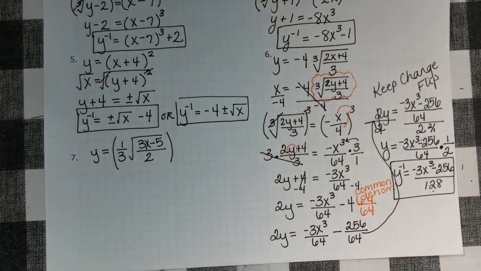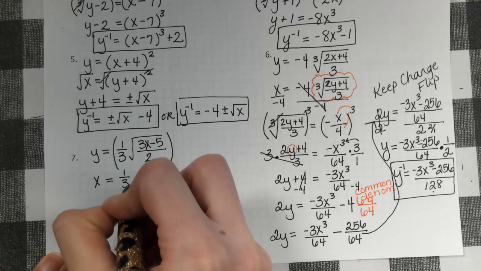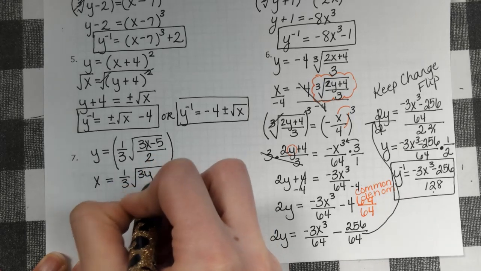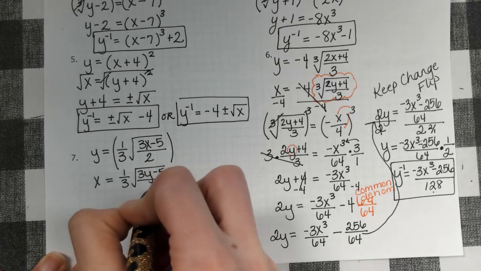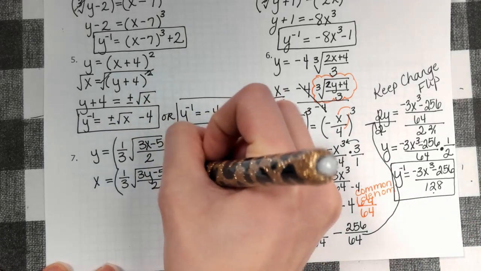3. Well, what did we miss? 3 first? Over 1. Yes, but what did we not do? We didn't change the x and y. So x equals 1/3 square root of (3y minus 5) divided by 2. Then you can multiply by your 3.